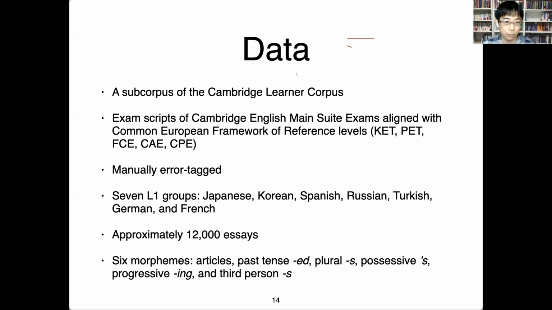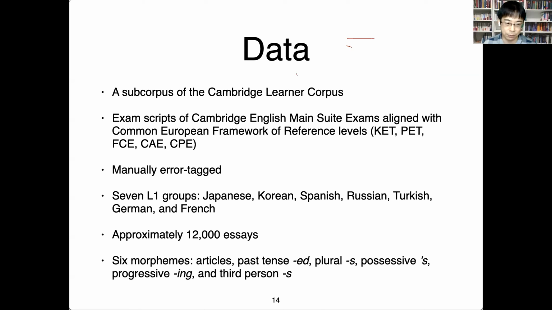So the data we used was a subcorpus of the Cambridge Learner Corpus, which includes the exam scripts of Cambridge English Main Suite exams, which are aligned with CEFR proficiency levels. CLC has been manually error tagged, and so we can use those error tags to identify errors and to calculate the accuracy of grammatical morphemes or other features. We looked at seven typologically diverse L1 groups: Japanese, Korean, Spanish, Russian, Turkish, German, and French. And the subcorpus included approximately 12,000 essays.